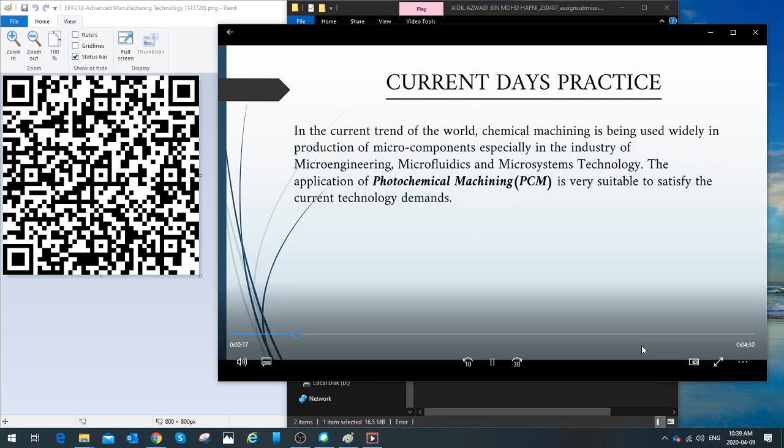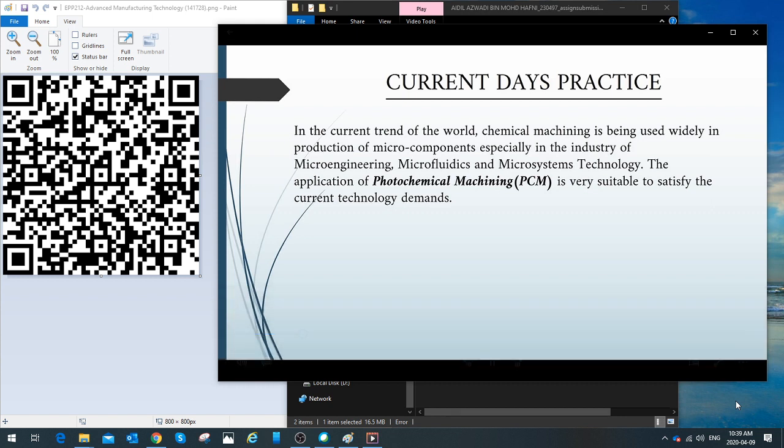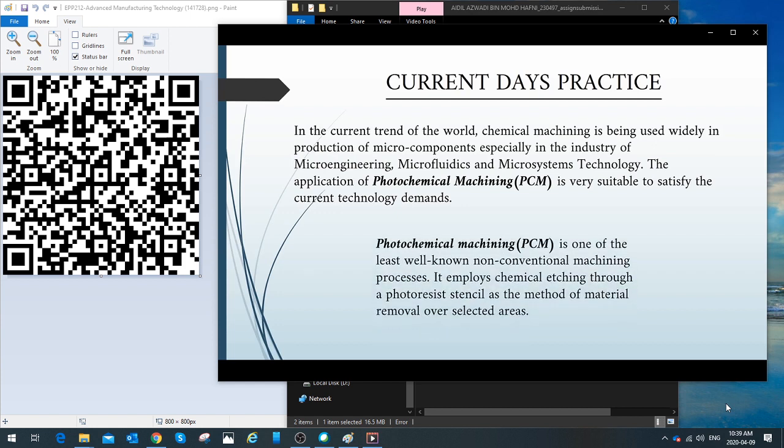In today's practice, chemical machining is being used widely in the production of microcomponents. To our awareness, most technology are now getting smaller and smaller. Henceforth, the application of photochemical machining is very suitable for current technology demands. Photochemical machining is a type of chemical machining. It employs chemical etching through a photoresist stencil for the material removal process.